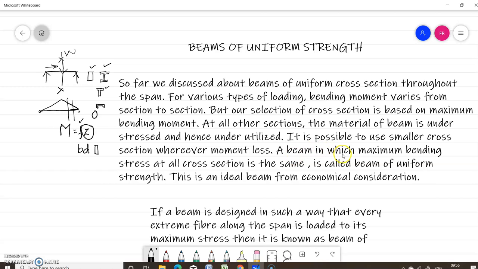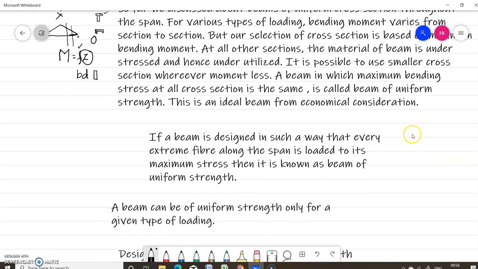It is a beam in which the maximum bending stress at all cross sections is the same, and this is an ideal beam from economical consideration. So how can you define a beam of uniform strength? If a beam is designed in such a way that every extreme fiber along the span is loaded to its maximum stress, then it is known as a beam of uniform strength. Now you know that whenever a beam is loaded in a practical situation, the loading will not be the same. The loading will differ for different sections. So this beam of uniform strength is applicable only for a given type of loading.